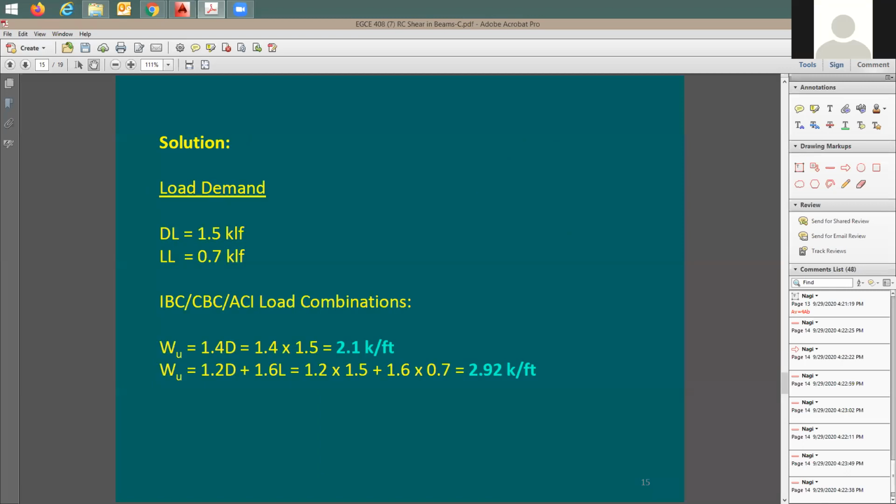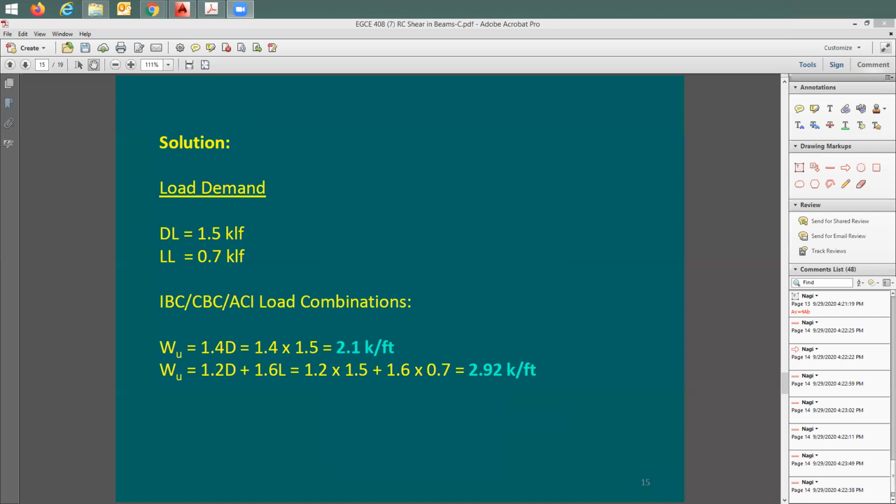Professor, just for clarity, so the dead load includes the distributed load? Yes. Okay. Yeah. Thank you. Give me a second, please.